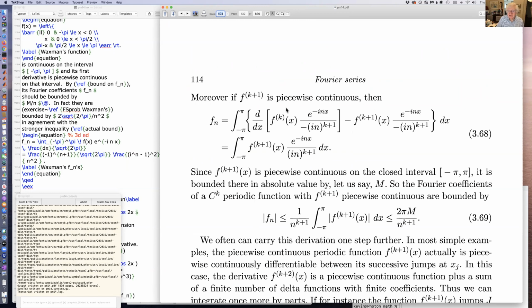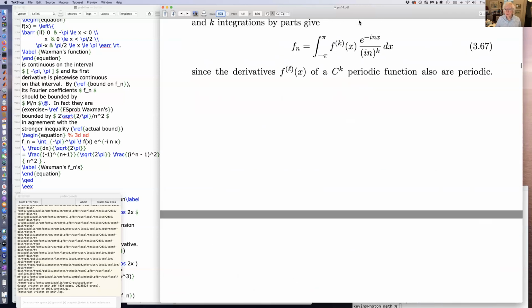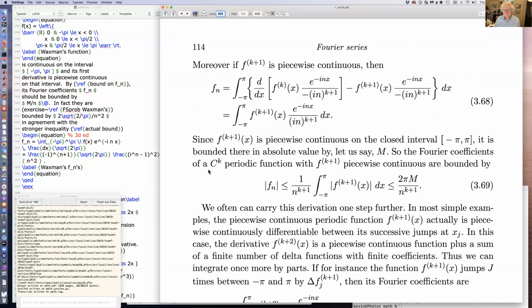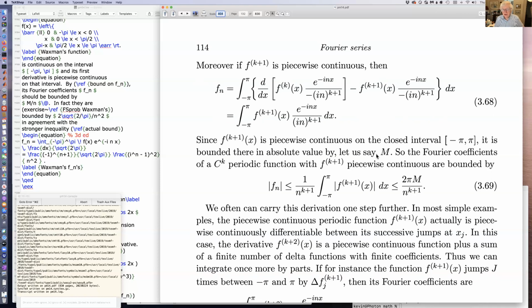Since the k plus first derivative is piecewise continuous, when you do this, you can integrate by parts, and here you get the piecewise continuous function. And this one still cancels, but it's a piecewise continuous function, so this integral exists. And now f^(k+1) is piecewise continuous on the interval. It's bounded there in absolute value by something, because remember, piecewise continuous means that it's continuous on the closed interval apart from a finite number of finite jumps. So if you have a finite number of finite jumps, it can only get so high.